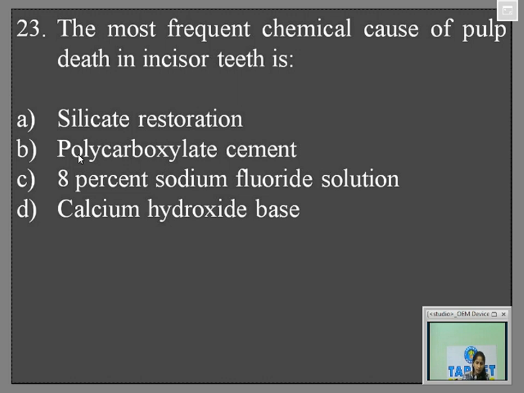Most frequent chemical cause of pulp death in an incisor tooth is, yes. As we know, silicate restoration, which was the oldest of the tooth color restorations, is the cement which has the lowest pH of all the cements. So if the question is about maximum chemical insult, or the lowest pH of any cement, it is silicate restoration. So among all the options, it is a silicate restoration.